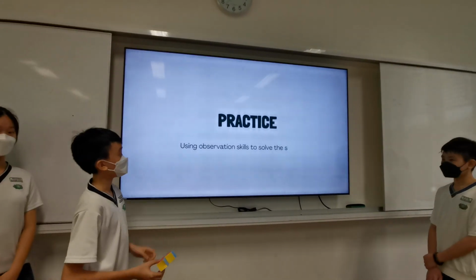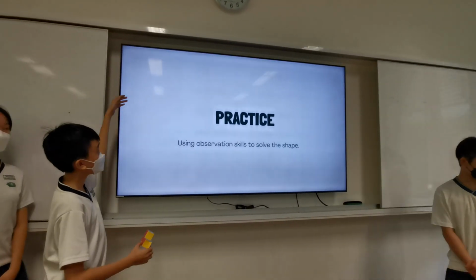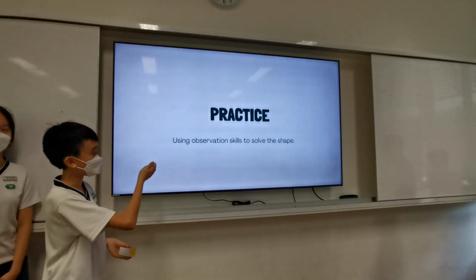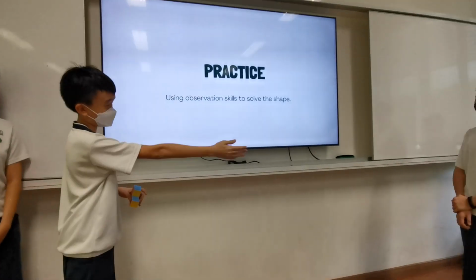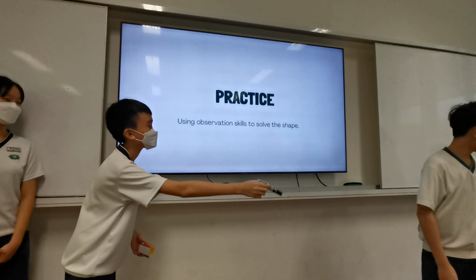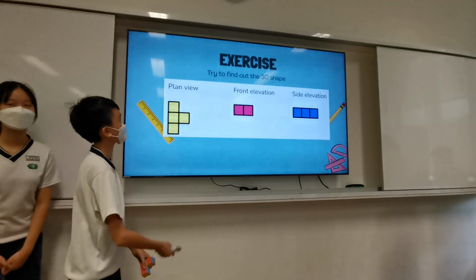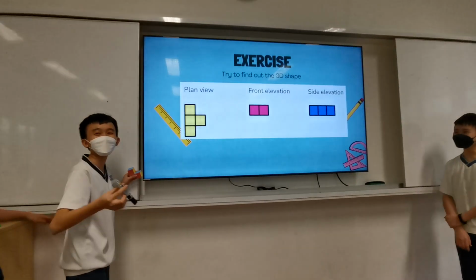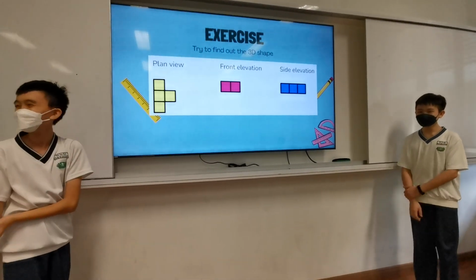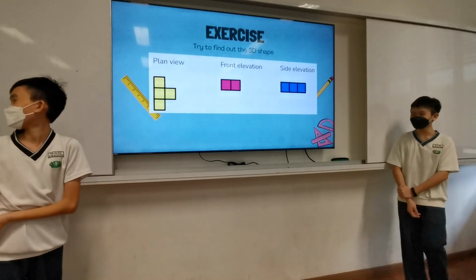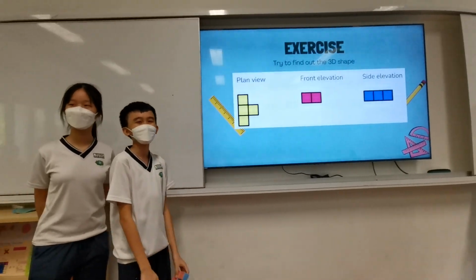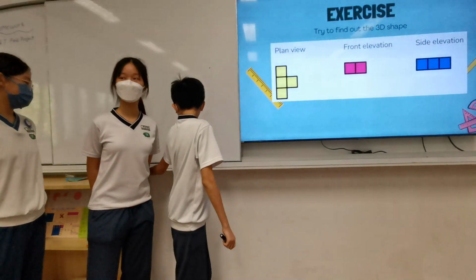So next, I will give you plan view, front elevation, and side elevation. I will pick one student to come out and draw the 3D object. Okay, so anyone want to volunteer to draw out this 3D object? No volunteers? Then we'll pick one.